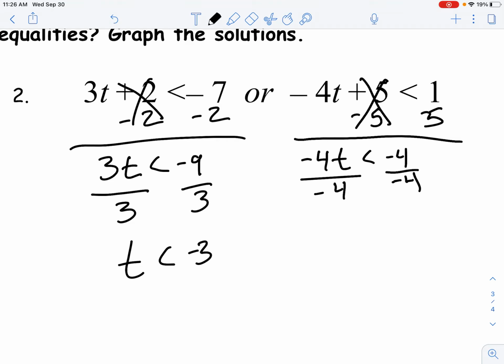And with that, we've got a special rule. We need to flip our signs on this one because it's dividing by a negative. So those negatives cancel out, and we're just left with a t. And these also kind of cancel out, but negative 4 divided by negative 4 is just a 1.